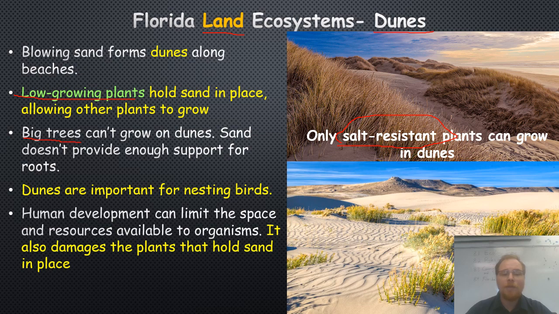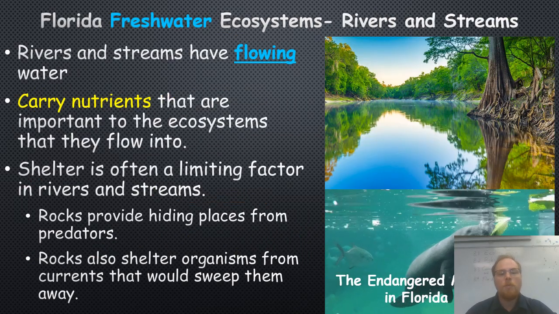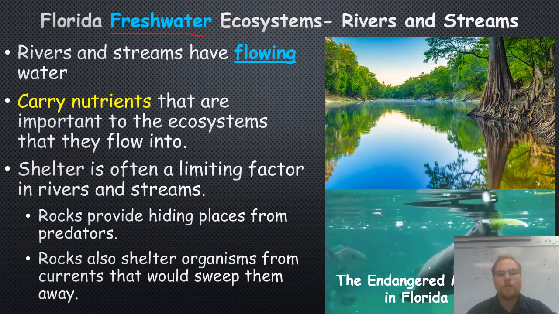Now, big trees can't really live on dunes unless they've been there for a really long time and there's enough support for the roots to go in, but generally they just don't. But dunes are super important as a nesting area for birds, and that can also be limited by human development, since you take away the land and resources that birds need to be able to live and nest there.